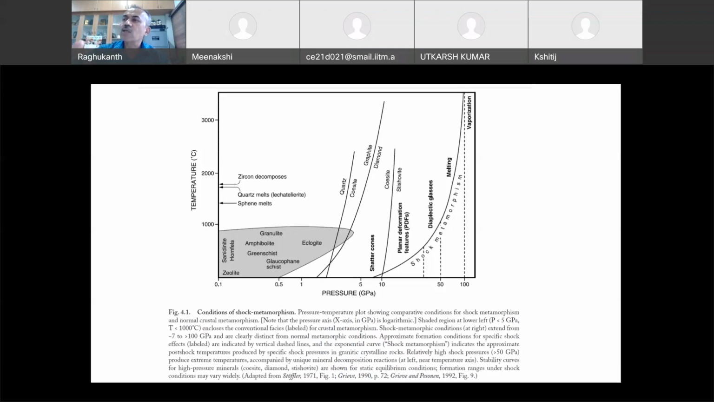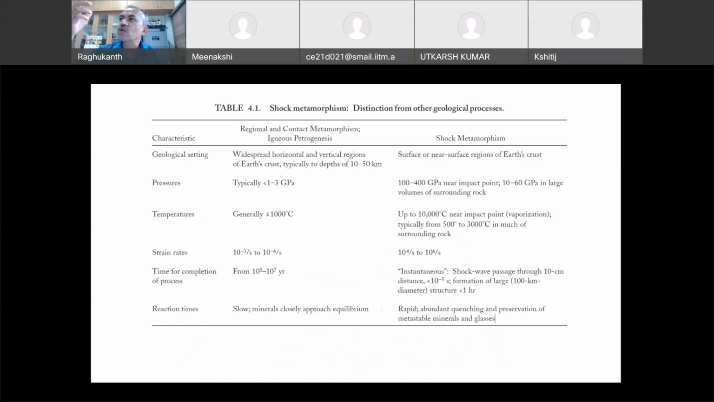So the rock's properties, the type of rock, everything changes because of the shock and the high temperature itself. So this is what people use to identify the impact craters. So this is regional metamorphism, which is what generally happens inside the earth. And this is what happens in shock metamorphism.